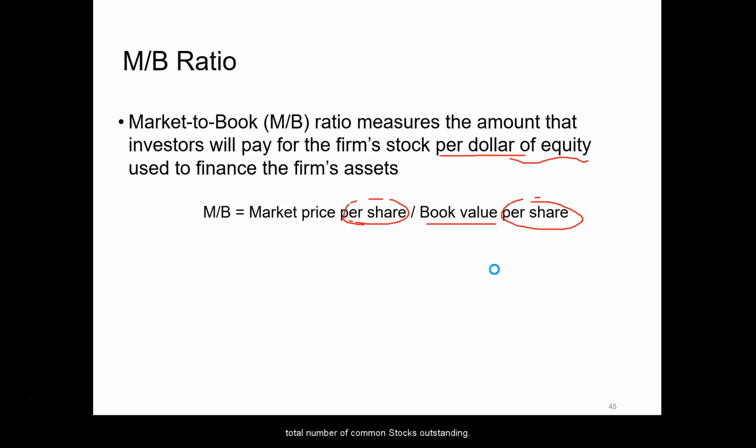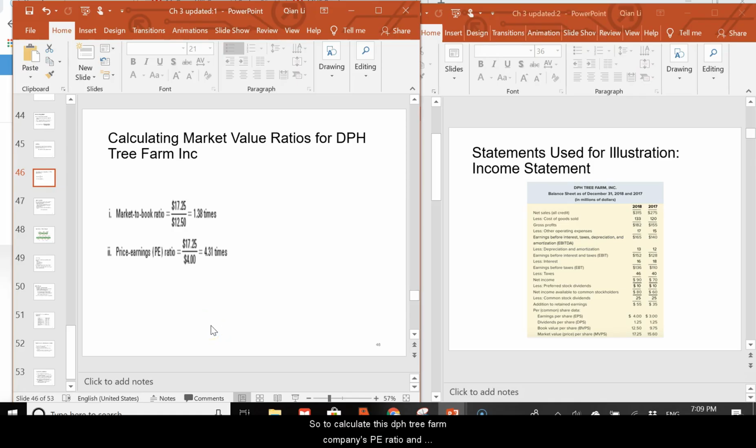So to calculate DPH Tree Farm Company's PE ratio and MB ratio, we look at the income statement. At the bottom of the income statement, earnings per share is $4 and the stock price is 17.25. So 17.25 divided by 4 gives us 4.31. So the price is about 4.3 times the company's EPS. That is indeed a very low PE ratio.